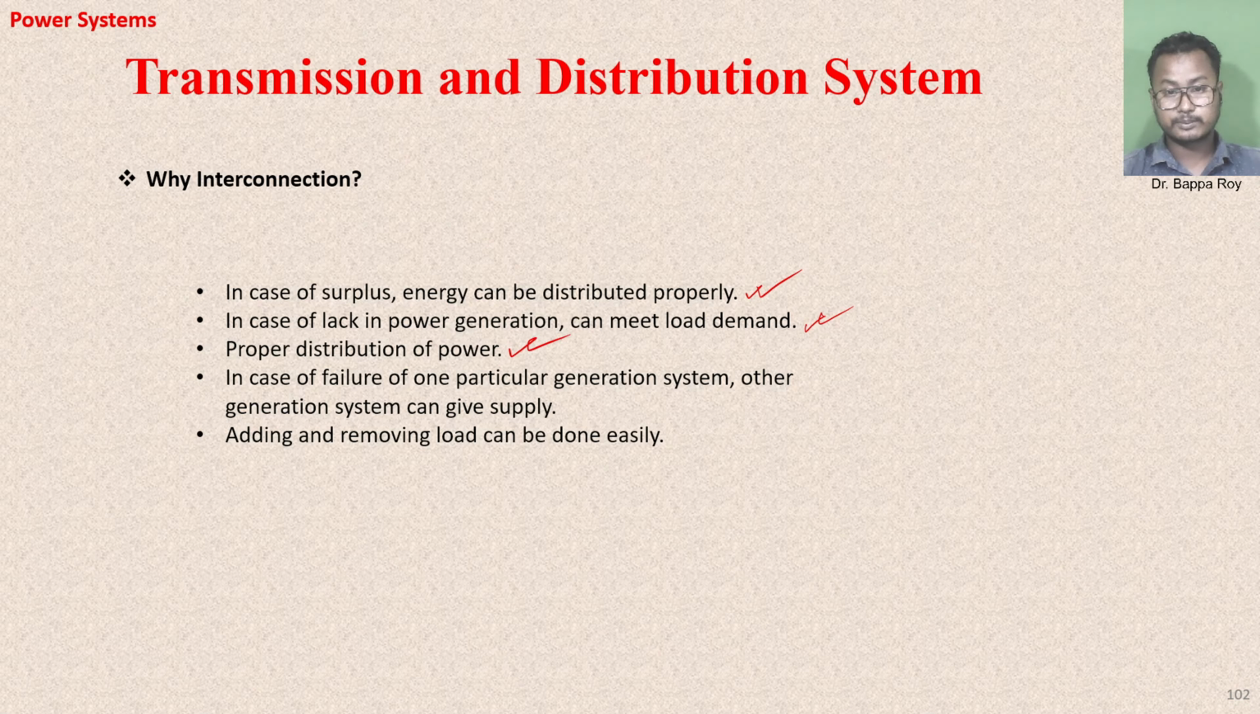In case of failure of one particular generation system, another generation system can give supply. Suppose the transmission, distribution, and generation are interconnected, and there are three or four generation systems. One generation system, due to some fault, is not able to generate power. In that case, the other parallelly connected generation systems can give us supply.